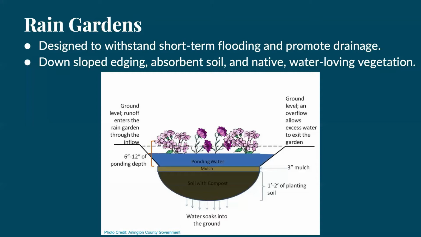So the wonderful thing about them is that they will withstand this short-term flooding. They'll help promote drainage. If they're constructed properly, they will not be breeding ground for mosquitoes, because they should drain within 24 to 48 hours if they're put into place properly. So you check the slope, and you kind of do a little site survey before you select the area. But this series of water-loving vegetation, absorbent soil, and the downslope edging creates this natural little pocket or pool for the water to hang out in just for a little while until it's ready to release.